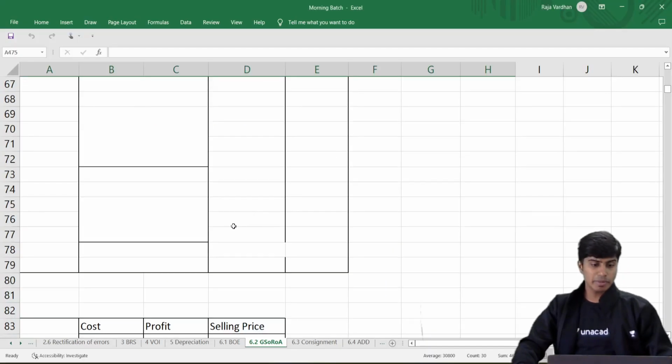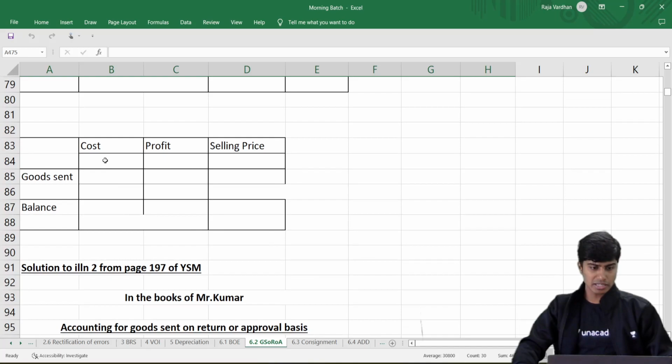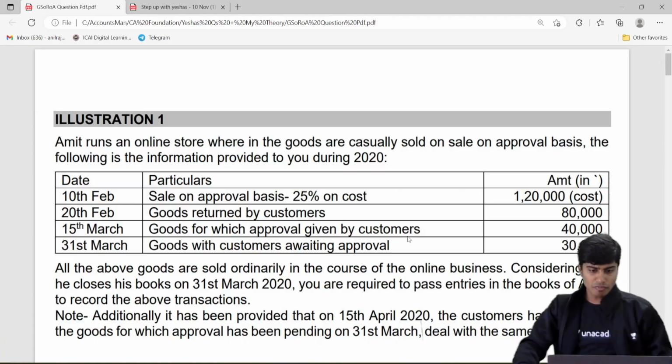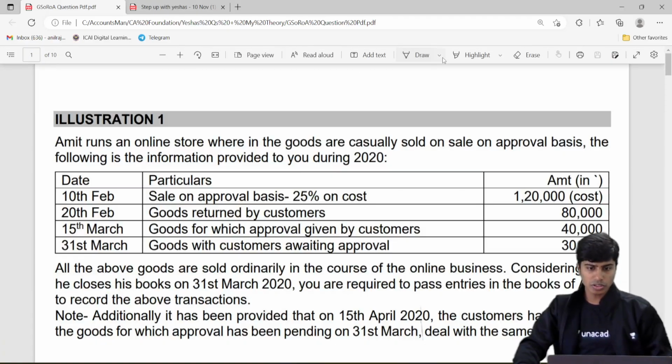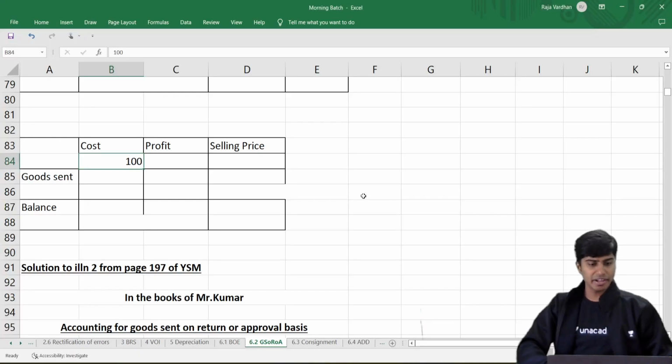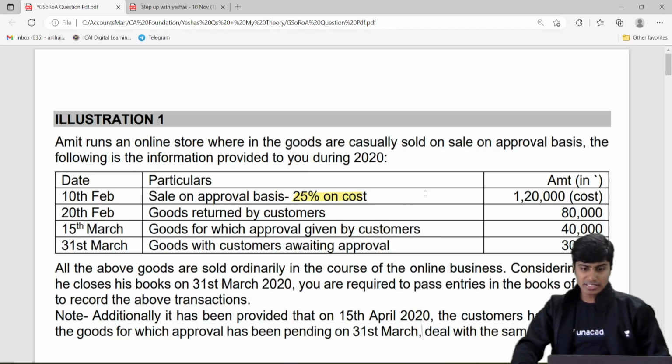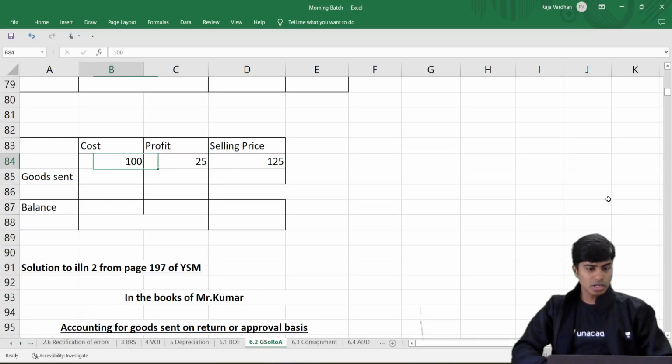So if it is 25% on cost, let's do some basic math here. Can I say that the cost is 100 and because the profit is 25% on cost, our profit is 25 and selling price is 125? I hope you wouldn't disagree with these numbers. And the goods sent are 1,20,000 at cost. So in the cost column, if I write 1,20,000, can you help me find out what is the selling price?